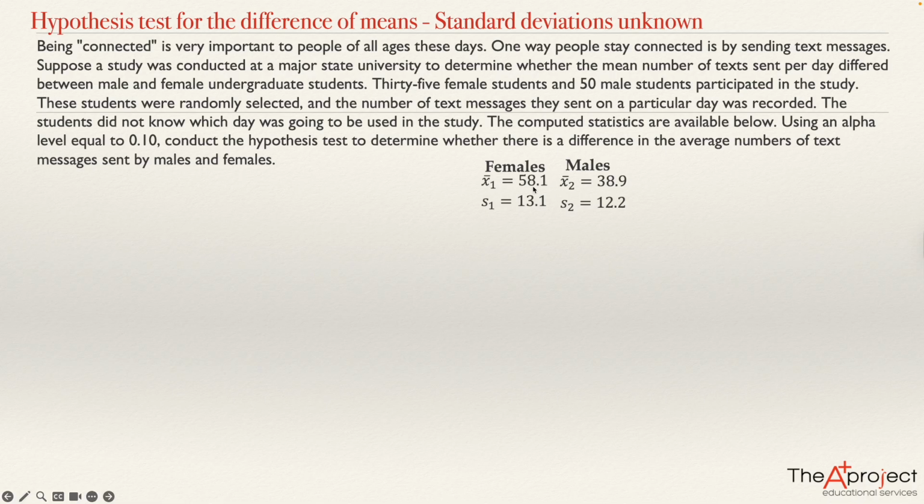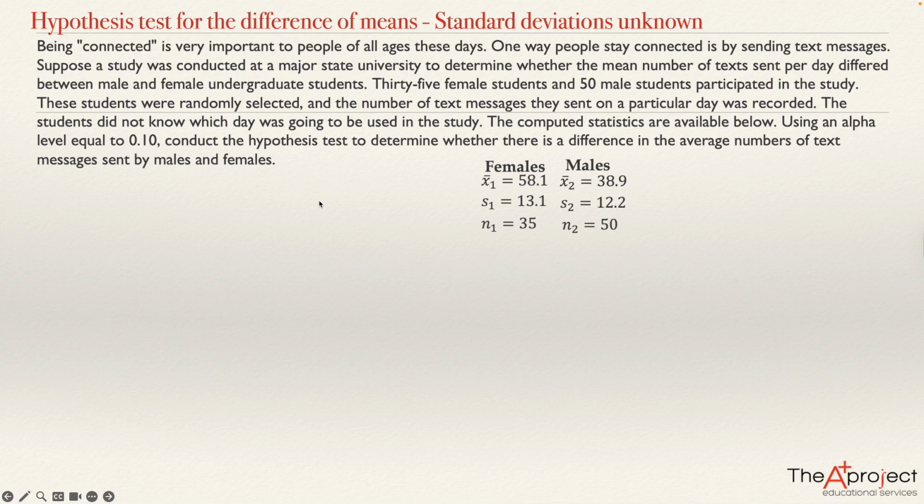So we have that the mean of the messages sent for females is 58.1, and for males is 38.9 in the sample. The standard deviation of each sample was also computed, and the standard deviation was 13.1 for the females and 12.2 for the males. And finally, we have here the information of the size of the samples: 50 male students and 35 female students. So these are the numbers that we have, and we are going to conduct a hypothesis test at 0.10.